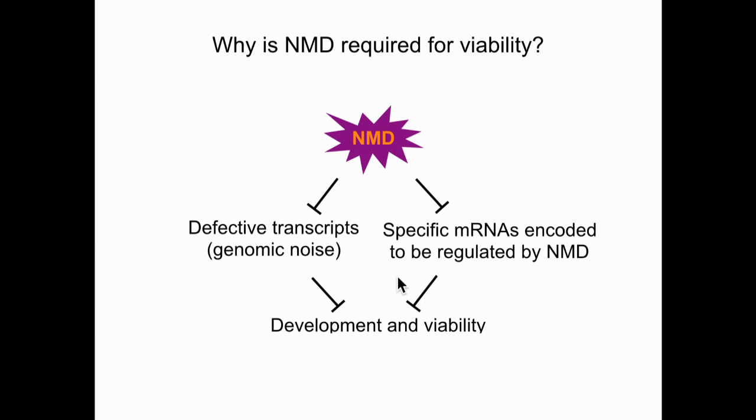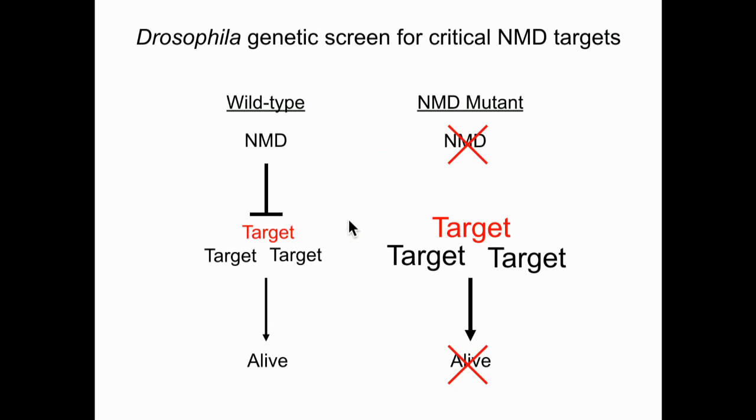We set out to answer this question, and the model we focused on is the specific targeting model. First, because in some ways it's more interesting to find specific targets, and secondly, genetics on genomic noise is extremely hard to do. So we chose what was likely to be the solvable problem: a genetic screen for critical NMD targets. The logic is that NMD represses a bunch of targets, of which, in red, are the actual critical targets. It may have other targets that are not important for viability. In an NMD mutant, these targets increase, and this somehow blocks viability. So if you can knock out this target genetically, you would rescue the viability of the animal.